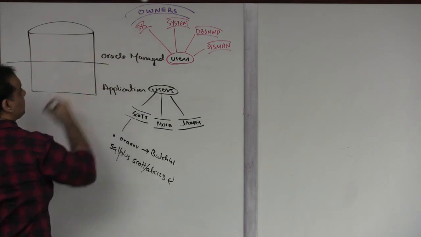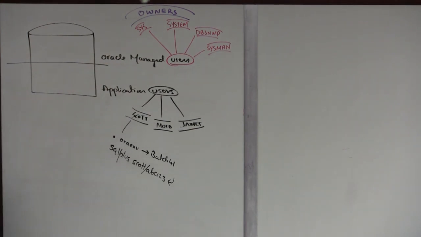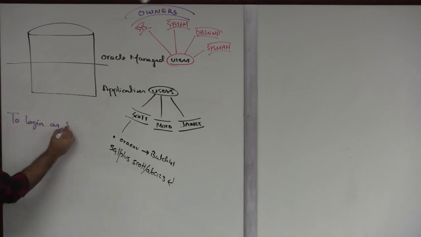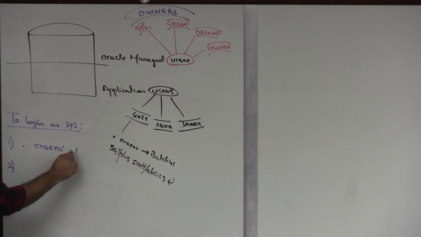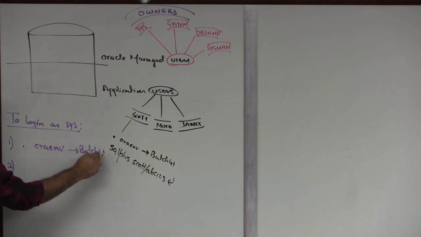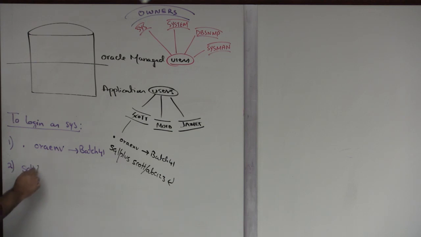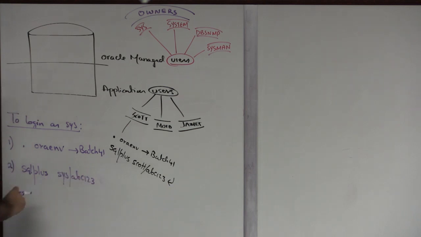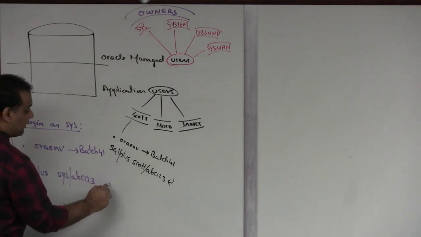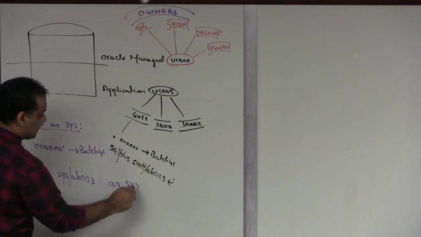So to log in as sys, these are the steps that you are going to follow. The first one, .ora env. Second one, you are setting your database to batch 41. Then you will say SQL plus sys ABC 1, 2, 3. And then if you just do that, it will not allow you to log in. You will always have to type as sysdba.